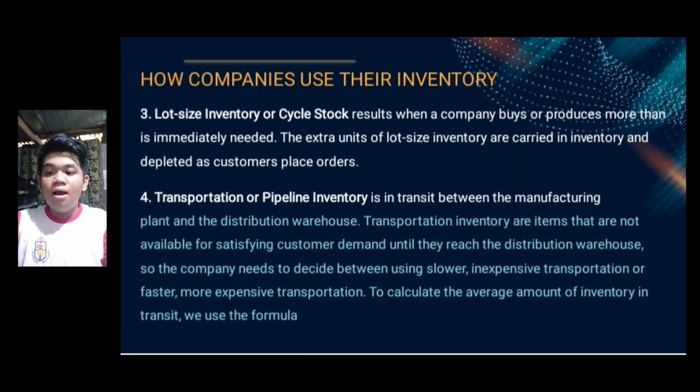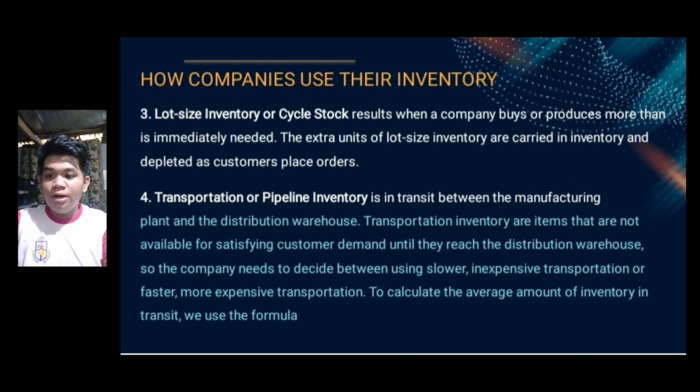Number 3, lot size inventory, or cycle stock, results when a company buys more of a product than is immediately needed. The extra units of a lot size inventory are carried in inventory and depleted by customer orders.